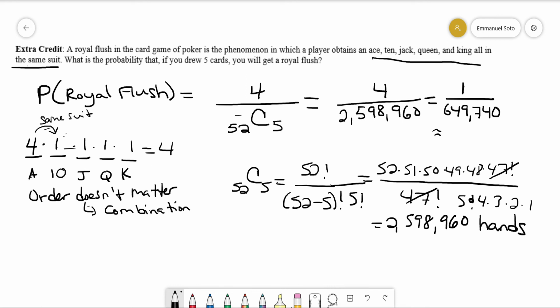Alright, and I'm going to do that as a decimal. So that gives me 1.54 times 10 to the negative 6, which is really small, 0.00000154. Very slim chance of that happening.